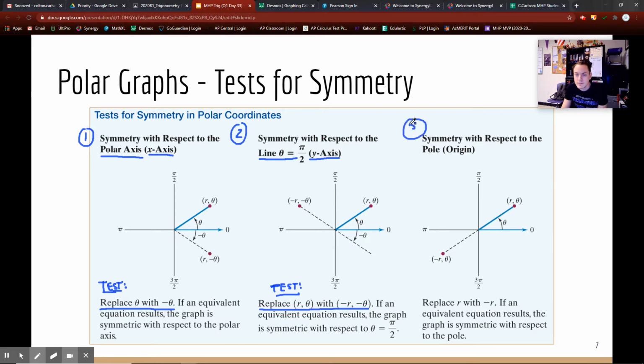Third, here's my test. I want to replace r with negative r. So again, if it's equivalent, it's going to be symmetric to the pole. So the pole is what we call the origin. This is also what we call the identity line, by the way, in x graphs, rectangular coordinates. So you don't necessarily need to actually write down the graphs here. Just write down kind of what I've underlined.